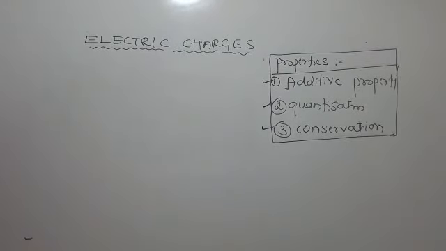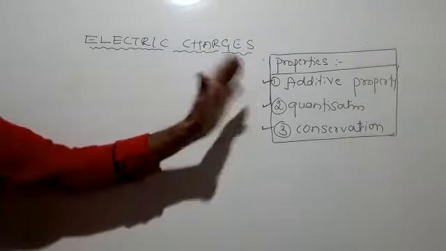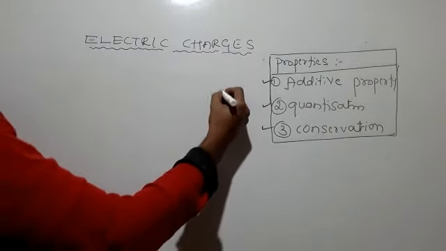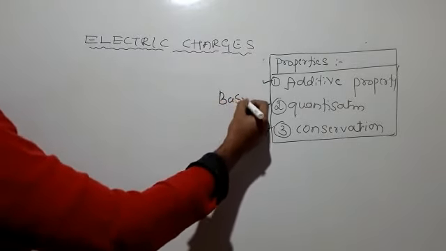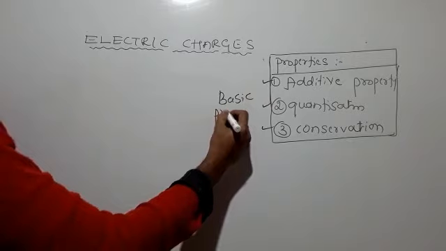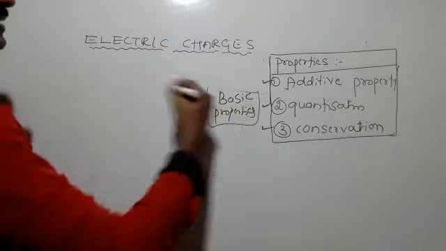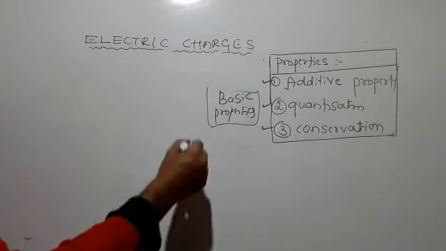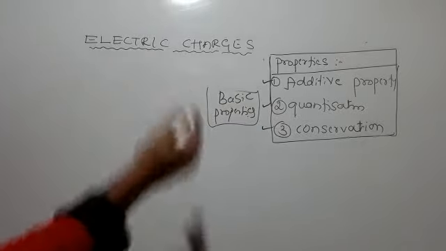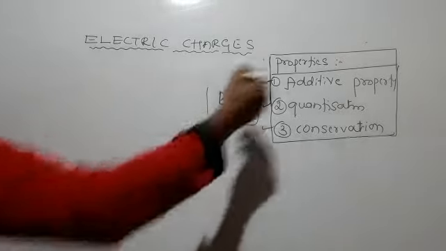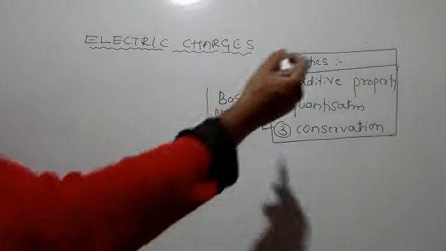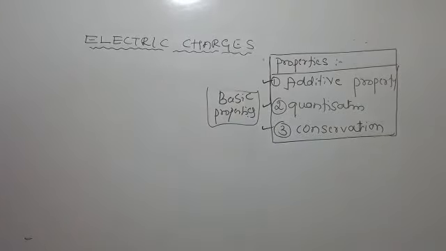So this is about the properties. These are said to be the basic properties of charges. If you are asked to give the properties of charges, then you have to write the basic properties like the additivity property, quantization property and conservation of charges.